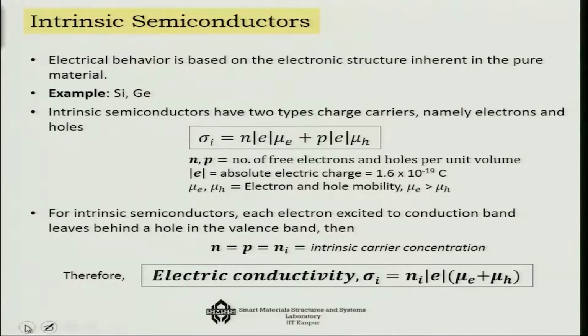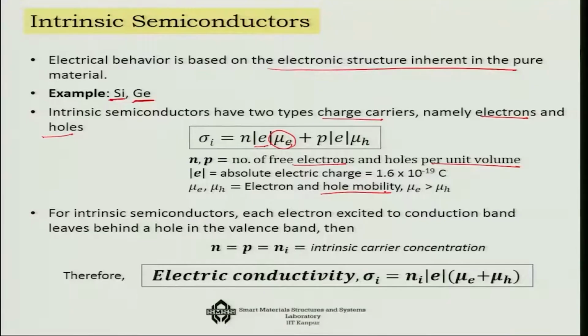Now, intrinsic semiconductors, if we consider, the electrical behavior here is based on the electronic structure inherent in the pure material, for example silicon, for example germanium. Intrinsic semiconductors have two types of charge carriers, namely electrons and holes. So, you can write it as n times |e| times mu_e, where n is the number of free electrons per unit volume and mu_e is the electron mobility, plus p times |e| times mu_h, where mu_h is the hole mobility.